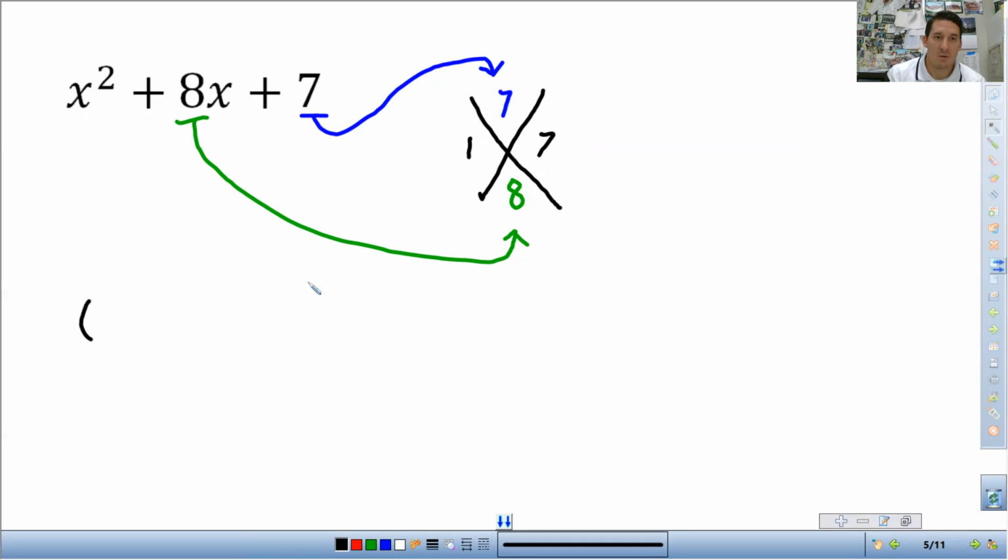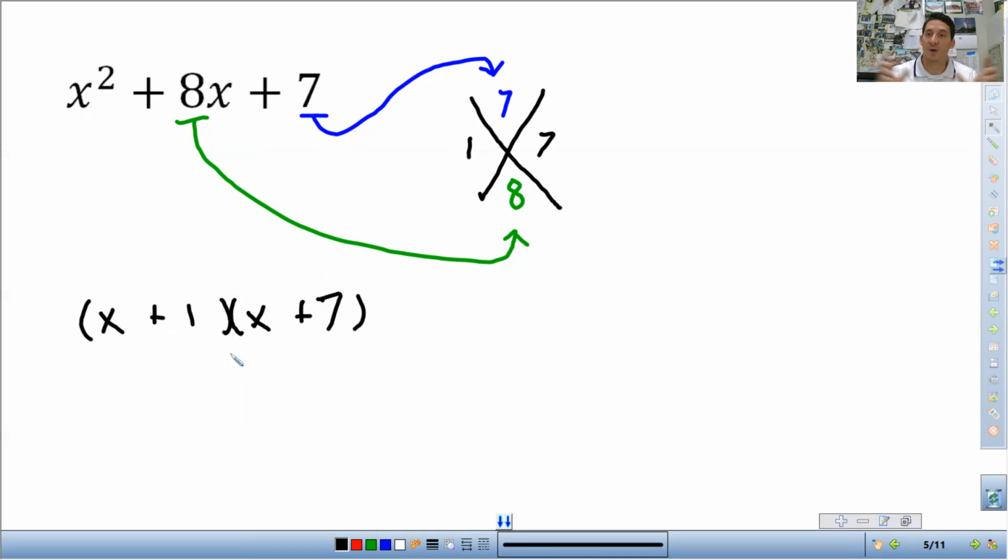So now what you're going to do is this splits into two binomials. Each one gets an X. And then here, if it's positive, you add it. And then positive, so it's X plus 1, X plus 7. So this factors into X plus 1, X plus 7.